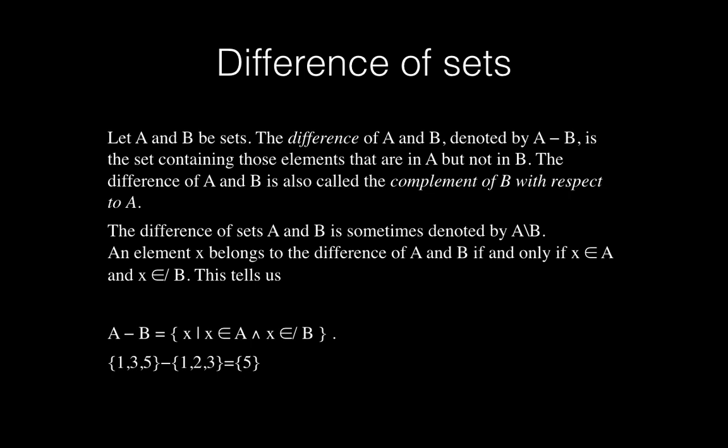As an example, the first set is {1, 3, 5} minus the second set {1, 2, 3}. According to the rule of the difference of sets, the answer is the set containing the elements that are present in A but not in B. There is only a single element, 5, that is in A and not present in B, because 1 and 3 are also present in B. So the answer is {5}.